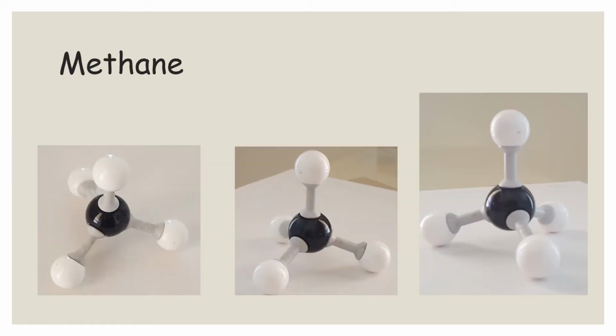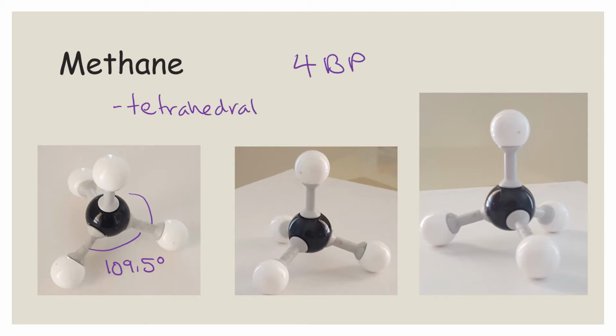So to spread them as far apart as possible, you can see here the 4 bonding pairs have been spread in 3 dimensions, and that gives a bond angle of 109.5 degrees. This particular shape is called tetrahedral. And tetrahedral occurs when you have 4 bonding pairs around the central atom.